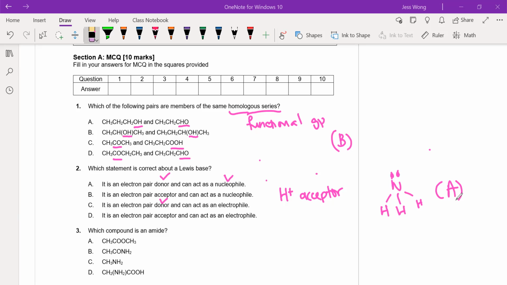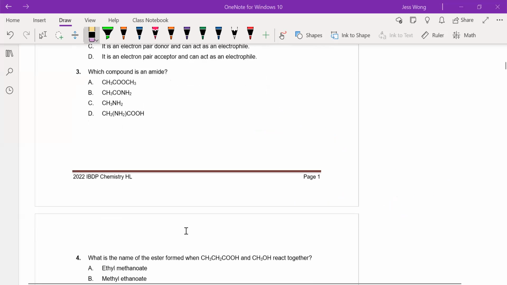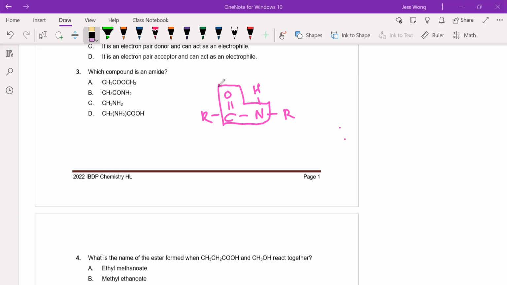Next, we will move on to question 3 and 4. Which compound is an amide? An amide has a functional group with this amide bond, which is the CON bond over here, and this could be N or H and R. So we are looking for this amide linkage. If you draw out the structure, you will find that it's B. Now, why is it not D? Because if you draw out the structure for D, it's actually a carboxylic acid. The NH2 group and the CO are not linked together. So the answer is B.